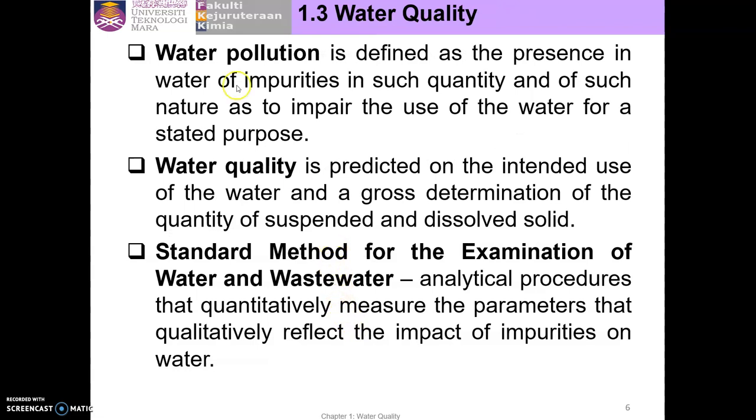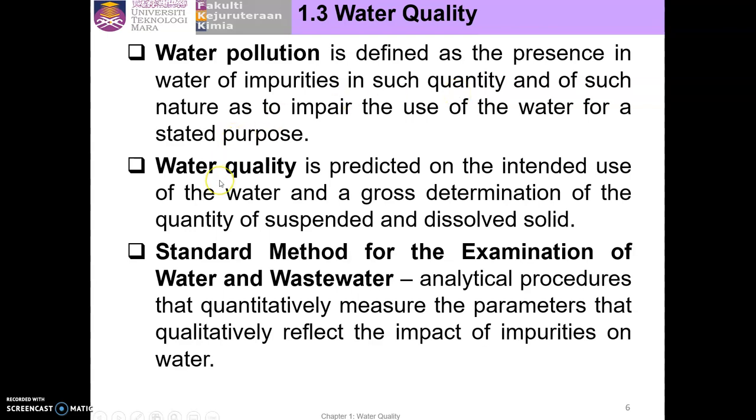Okay, next is water quality. The first term is water pollution. So what is water pollution? So water pollution is defined as the presence in water of impurities in such quantity and of such nature as to impair the use of the water for a stated purpose. So tak semestinya kalau ada impurities, kita dah panggil water tu dah polluted. No. Okay. So you must have impurities in such quantity. So kalau impurities tu sikit sangat, so the water is not polluted yet.